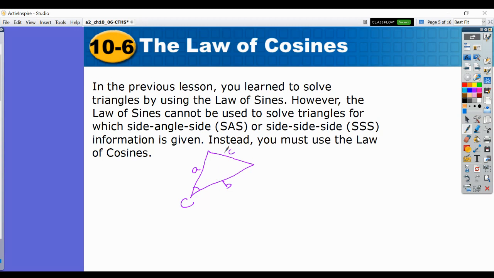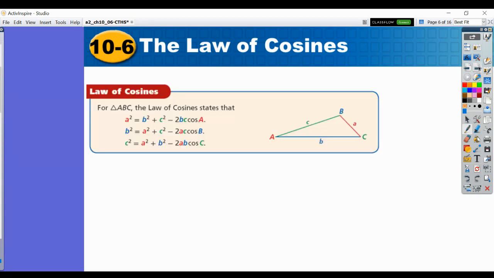Also, if I just had all three sides and no angle at all, I also cannot use the Law of Sines because I wouldn't have 3 out of the 4 pieces of my proportion. So the Law of Cosines helps us out in these last 2 cases, for side angle side and for side side side. So anytime you can't use the Law of Sines, you go for the Law of Cosines.